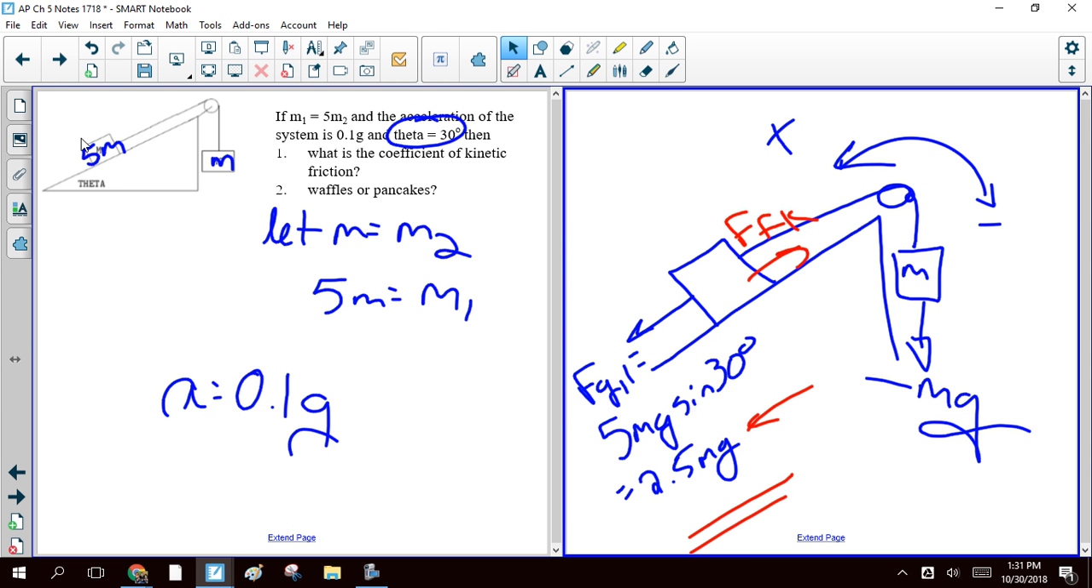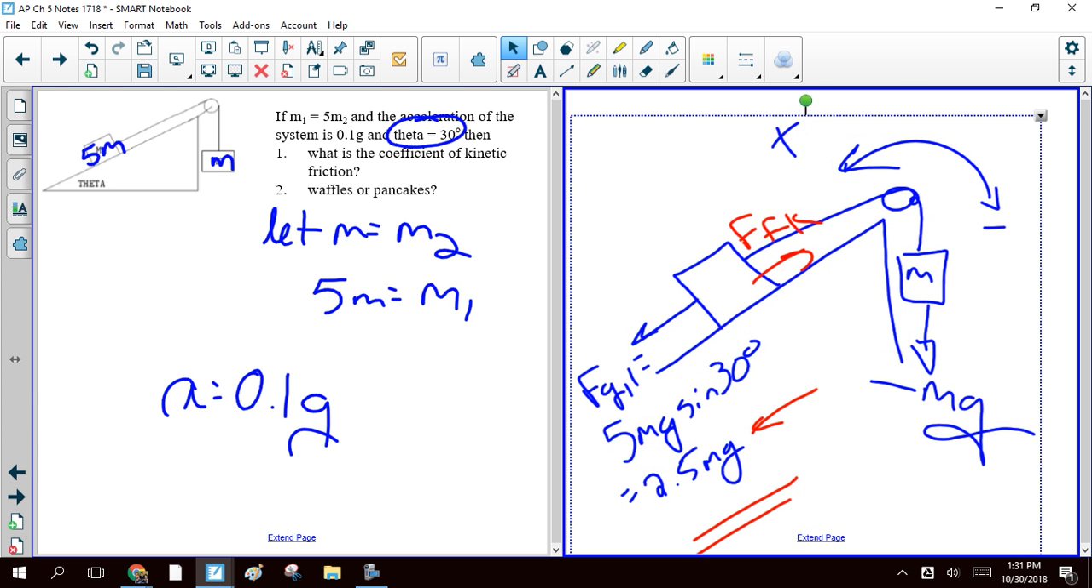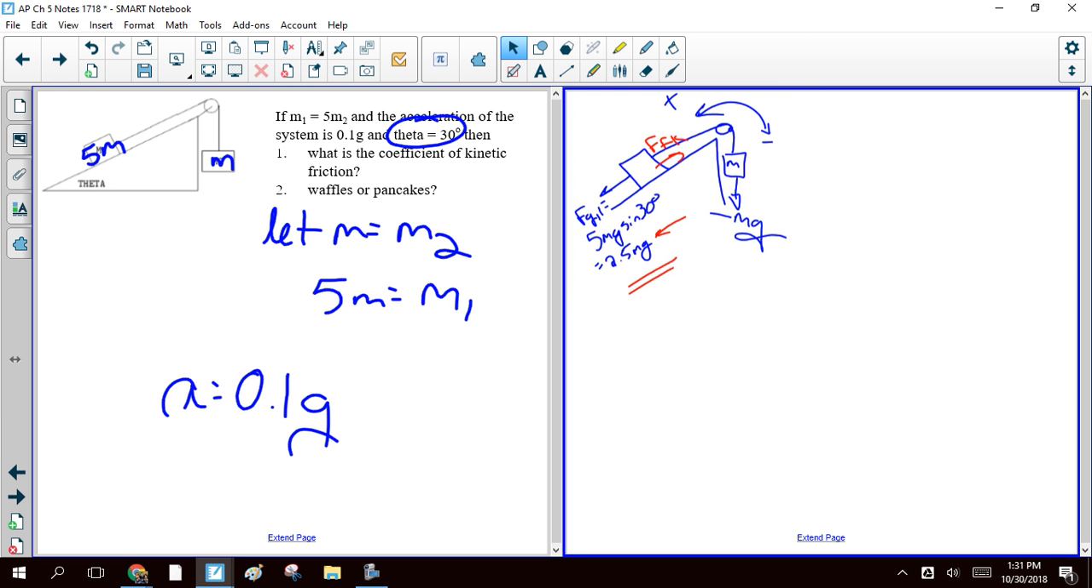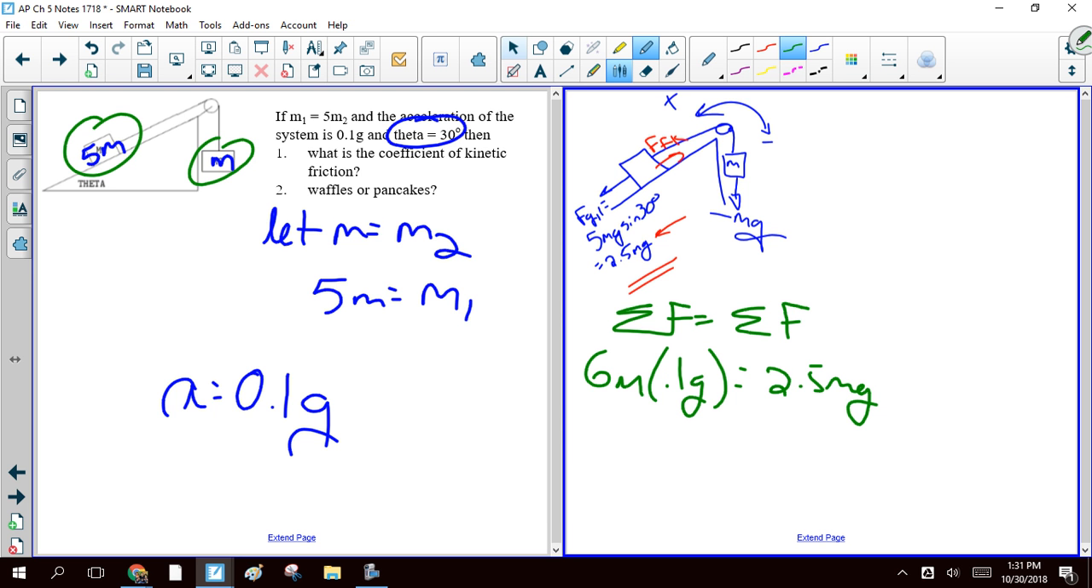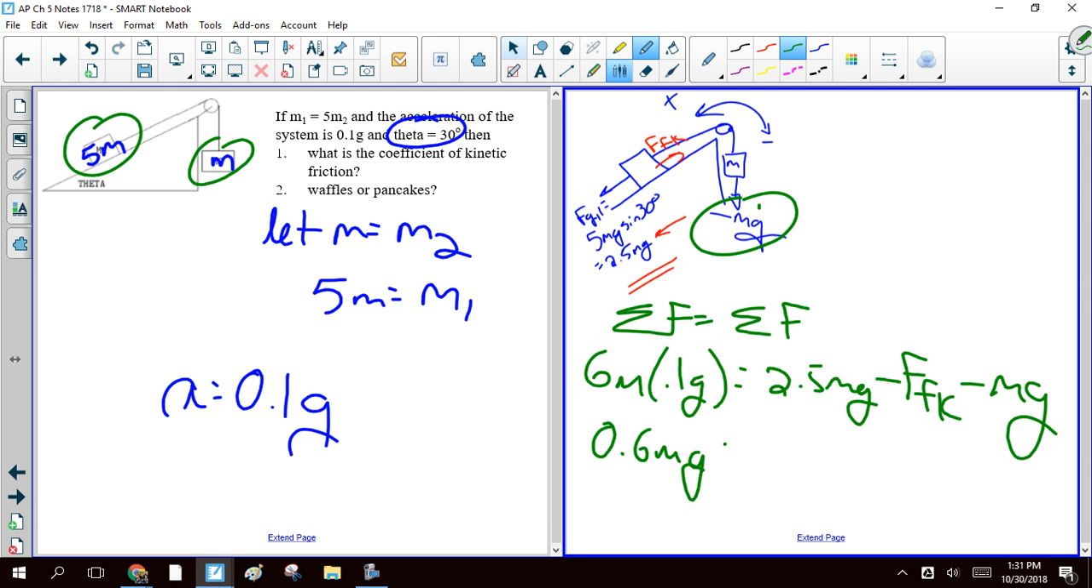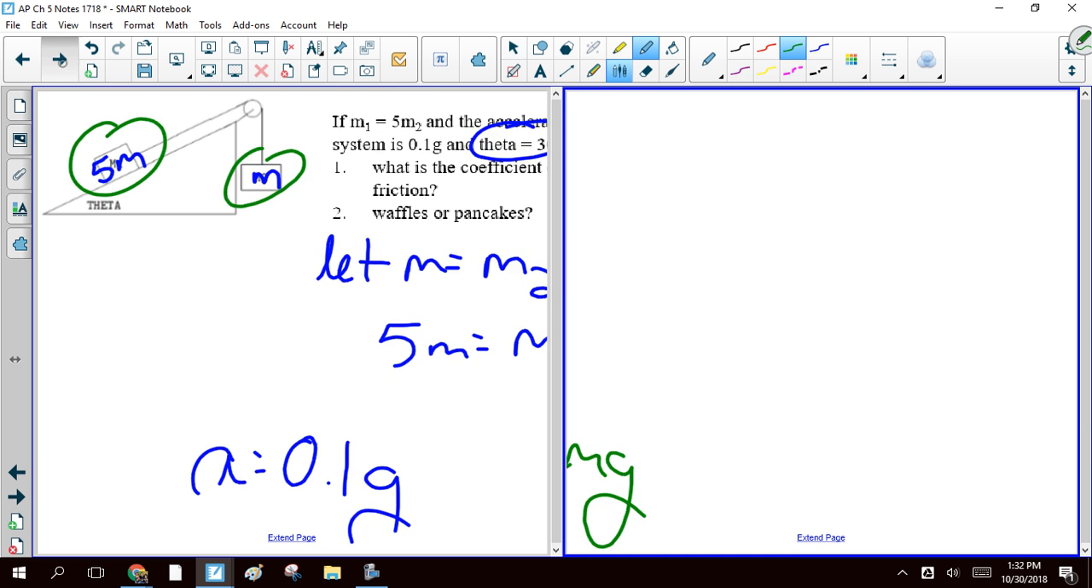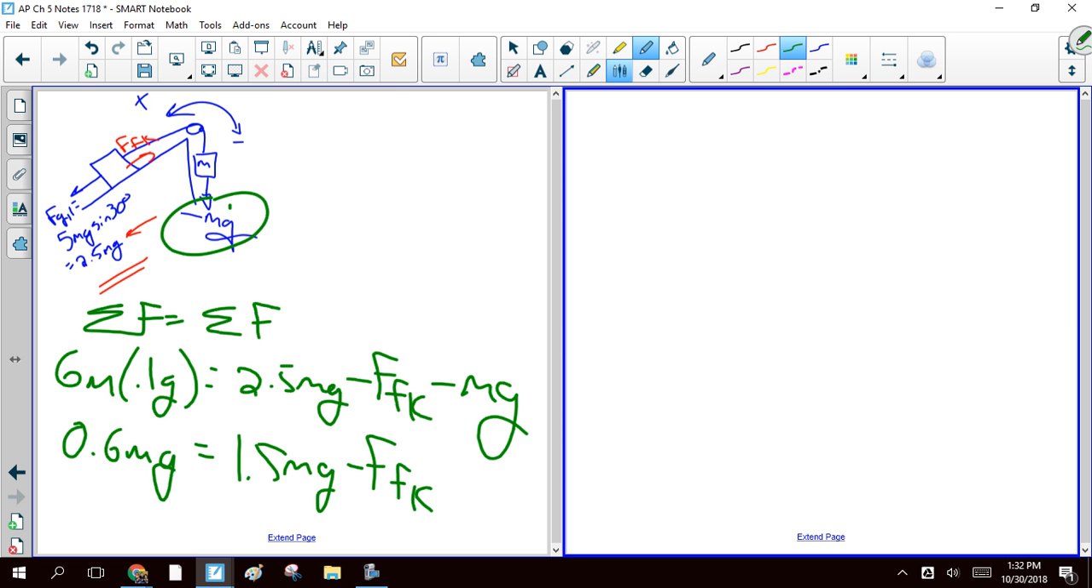All right, so let's see what we can do here. Okay, so there's my drawing. So here we go. Net force equals mass times acceleration. So my total mass is 5m plus m, which is 6m, times the acceleration, 0.1 g, equals 2.5 mg minus my force of kinetic friction minus mg, right? So on this side, I'm looking at 0.6 mg equals 1.5 mg minus the force of kinetic friction. If we solve it, we get the force of kinetic friction equals 0.9 mg.